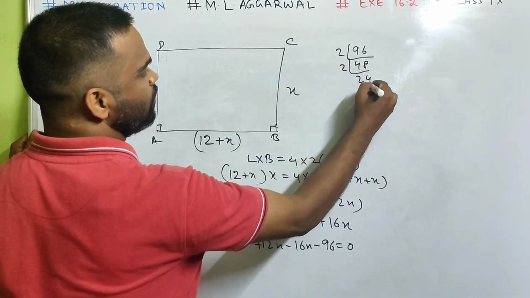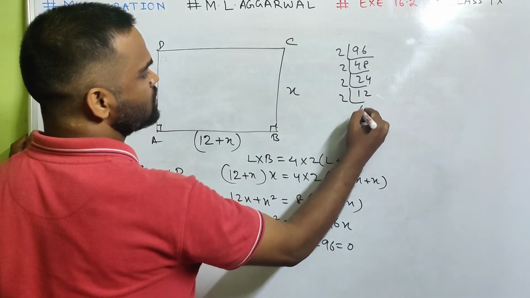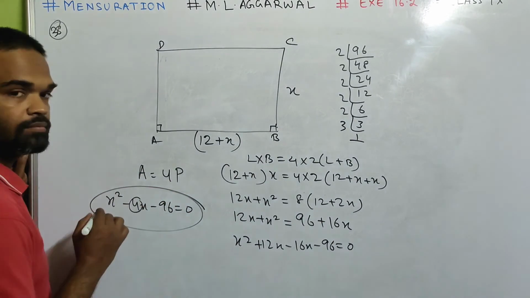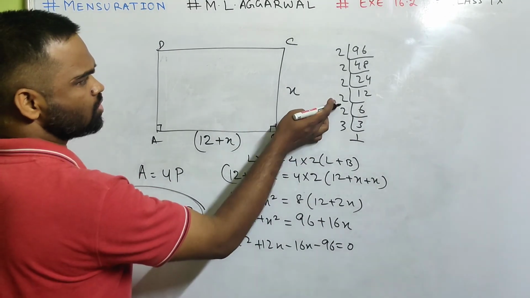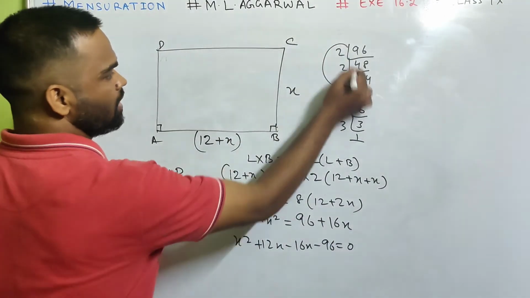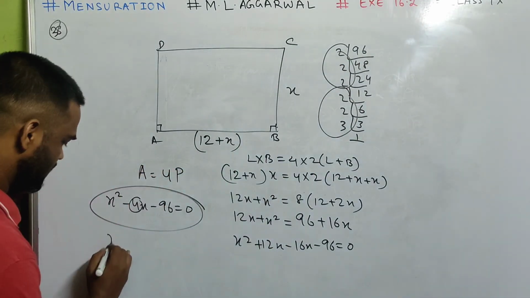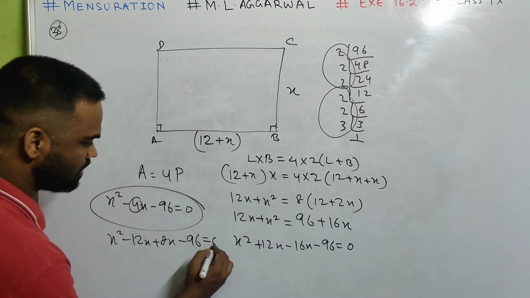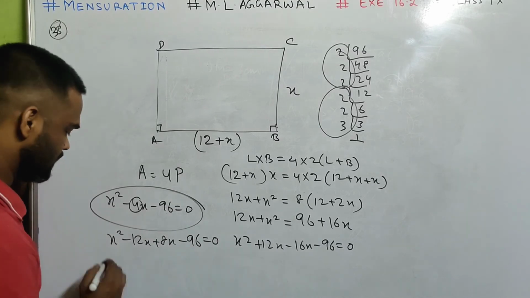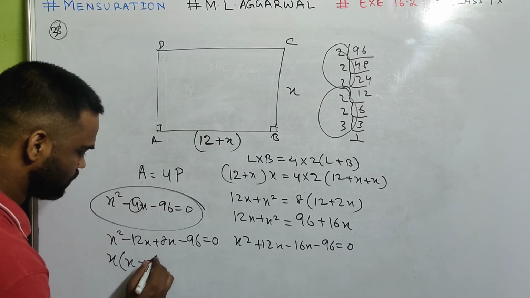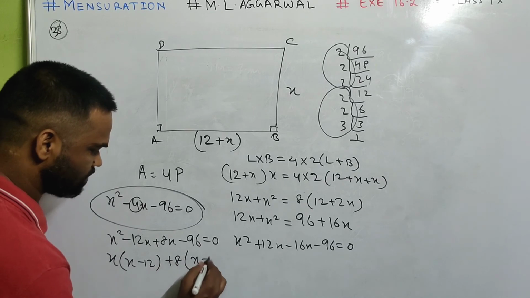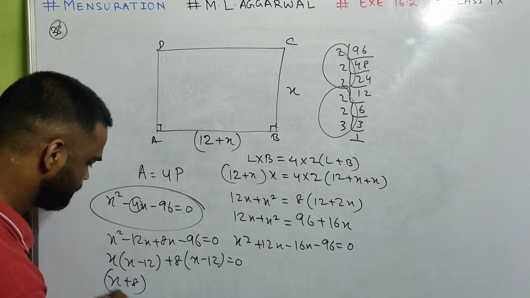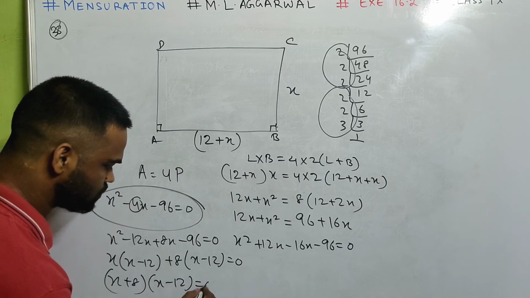2 48s, 2 24s, 2 12s, 2 6s, 2 3s, 3 1s. We need 4. 3 2s are 6, 6 2s are 12, and 8. 8 and 12. So x square minus 12x plus 8x minus 96 equals 0. Yes or no? x taken common, x minus 12. 8 taken common, x minus 12 equals 0. So (x plus 8)(x minus 12) equals 0.